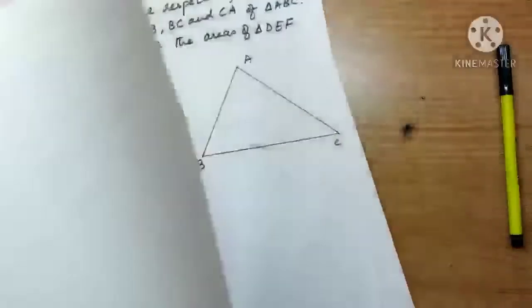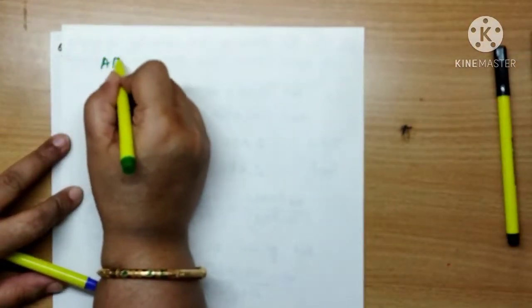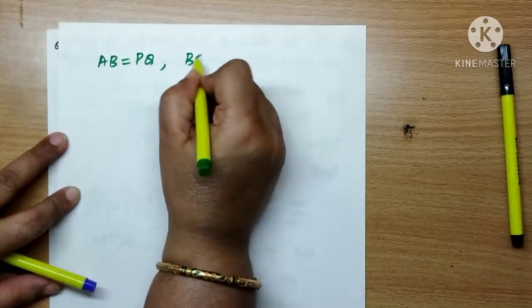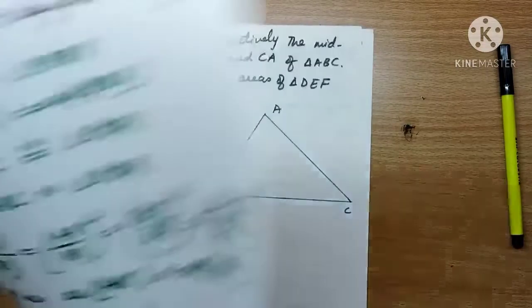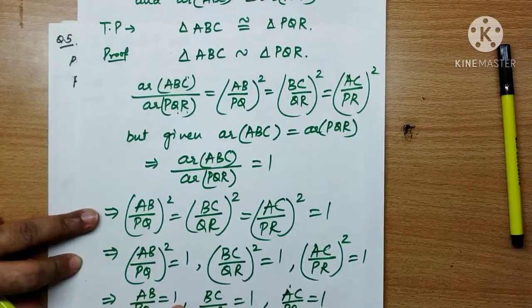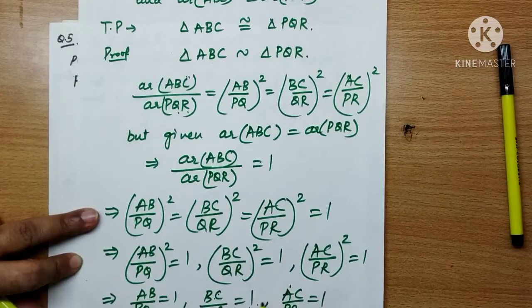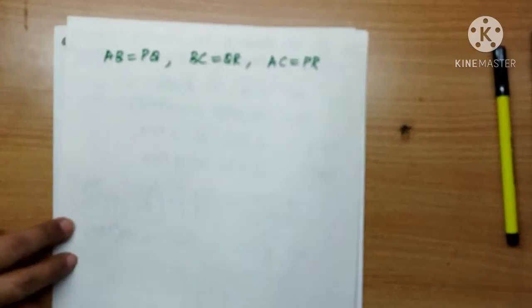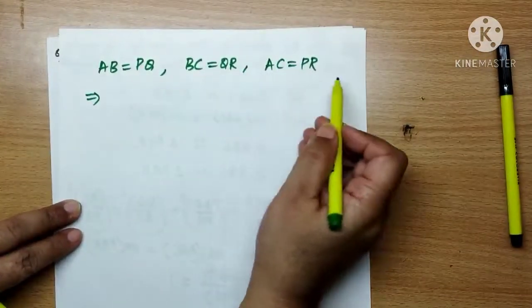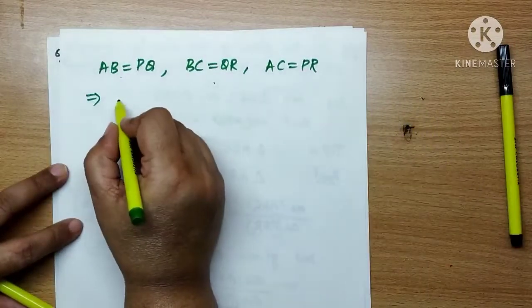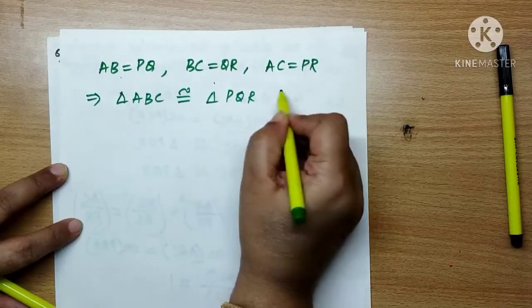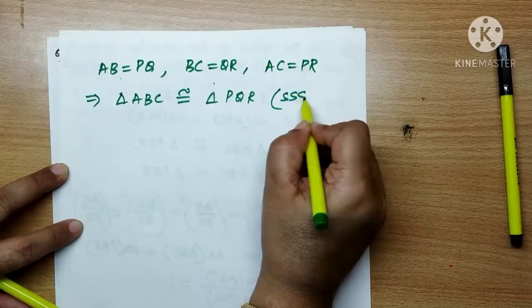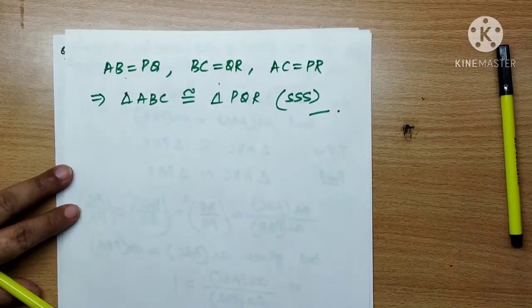So this gives us AB is equal to PQ, BC is equal to QR, and AC is equal to PR. Because we got AB by PQ is 1, so AB equals PQ; BC by QR is 1, so BC equals QR; and AC equals PR. This is what I have written. So now in triangles ABC and PQR, I have got the 3 sides equal. This implies triangle ABC is congruent to triangle PQR, and the congruency criterion will be S.S.S. This is what we had to prove, that the triangles are congruent.